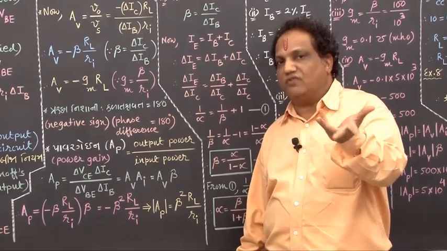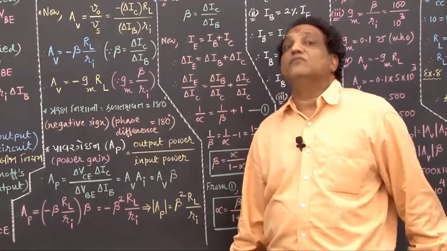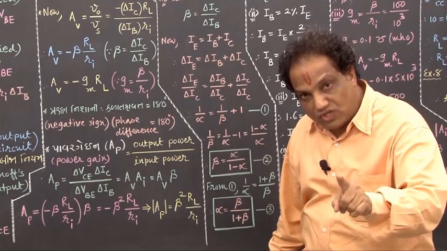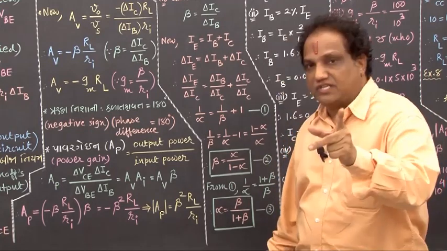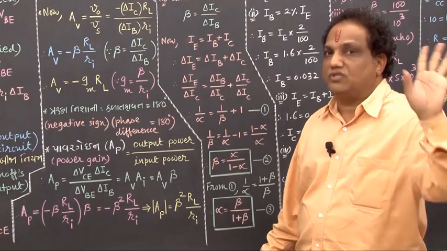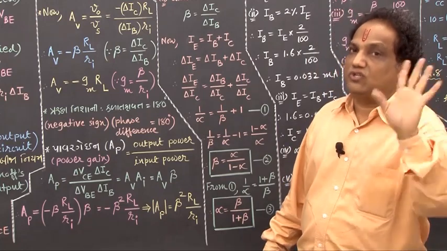For electrical power, what is the formula? Voltage into current. But here we should take the product of changes: change in voltage into change of current.